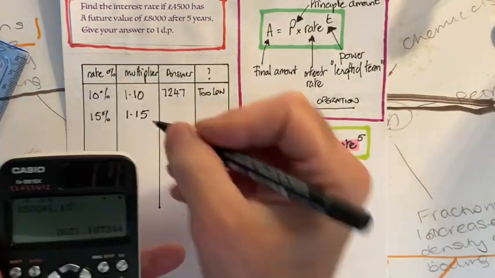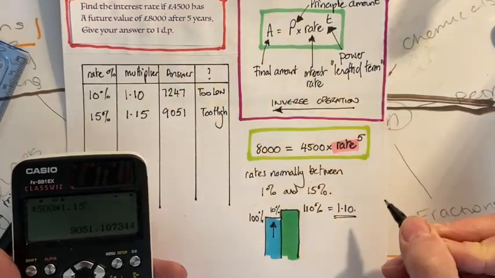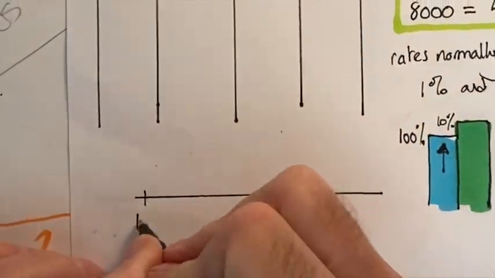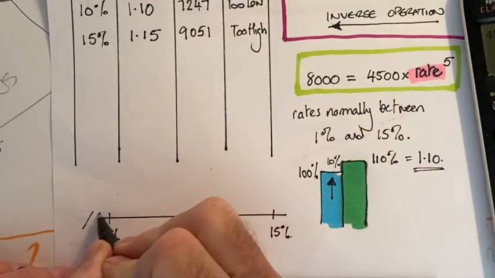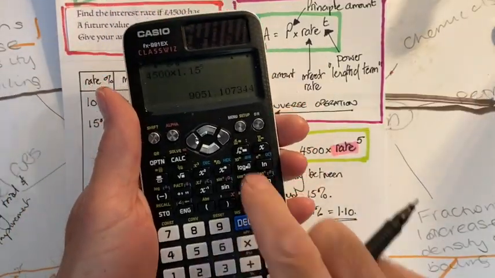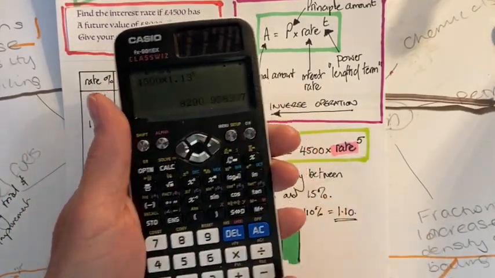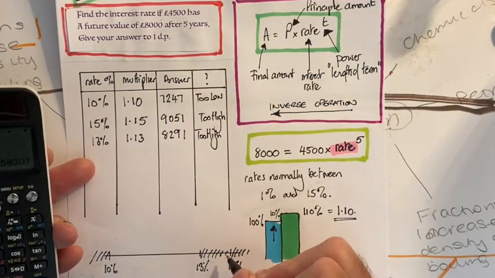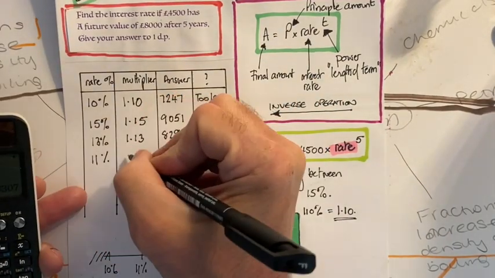So I'm going to try something higher, 15%. 15% is too high. Now let's just look at what we're doing here. We started off with 10%, and then we looked at 15%. 10% was too low, 15% was too high, so let's try and guess 13%. So put 13% in, 1.13, and that is too high.